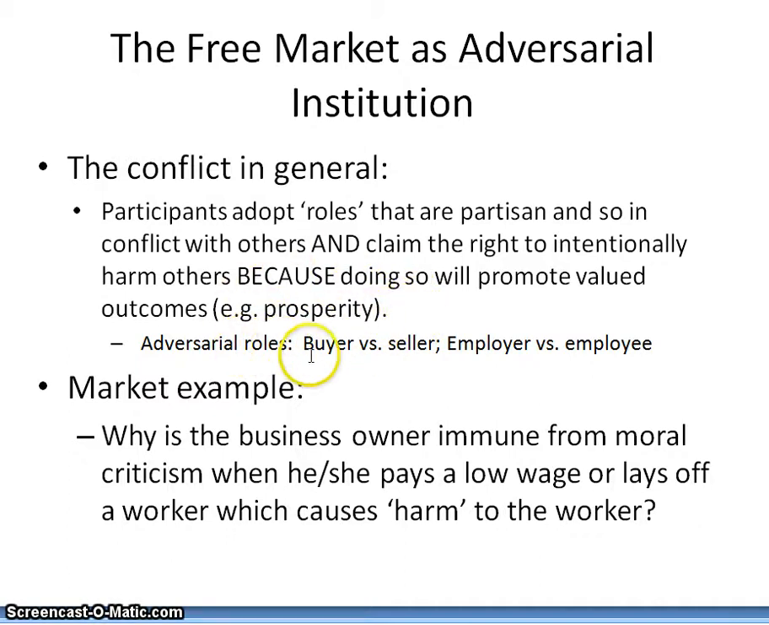Now, the roles that we'll consider: buyer, seller, employer, employee. Now, here's a market example then. Why is the business owner immune from moral criticism when he or she pays a low wage, for example, or lays off a worker, which we might think of as causing harm to the worker? Right, so we're going to use the market examples to help us understand Applebaum's arguments and get a deeper understanding of these adversarial institutions and the ethics that we might think apply or don't apply.